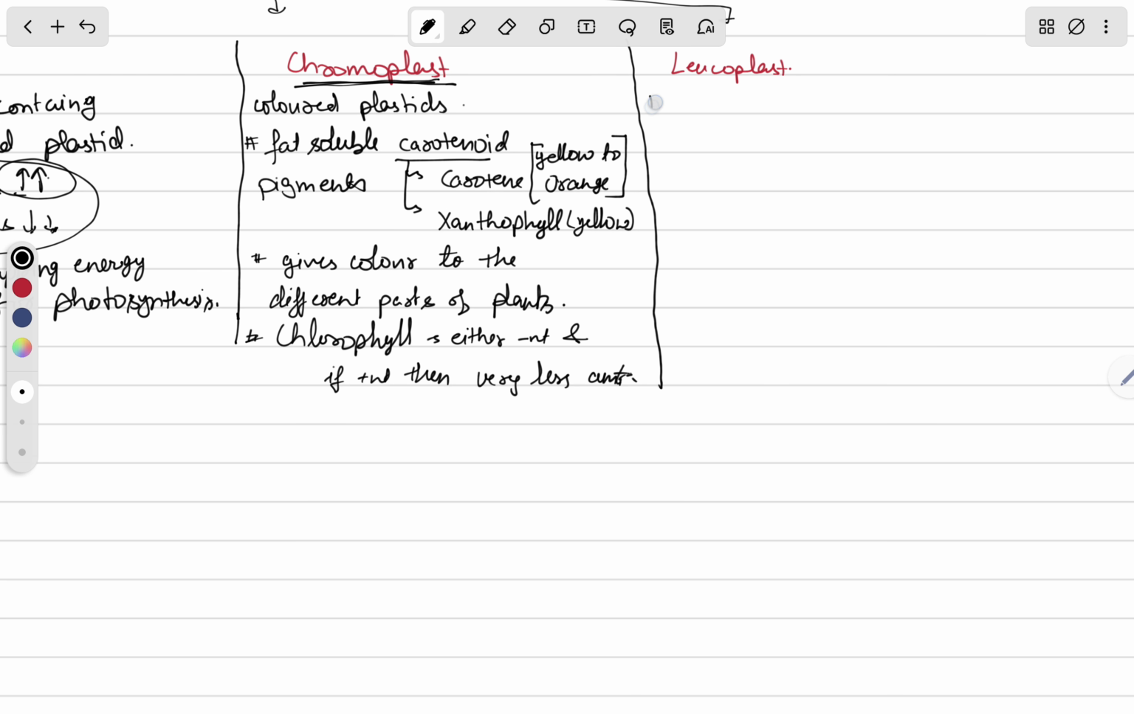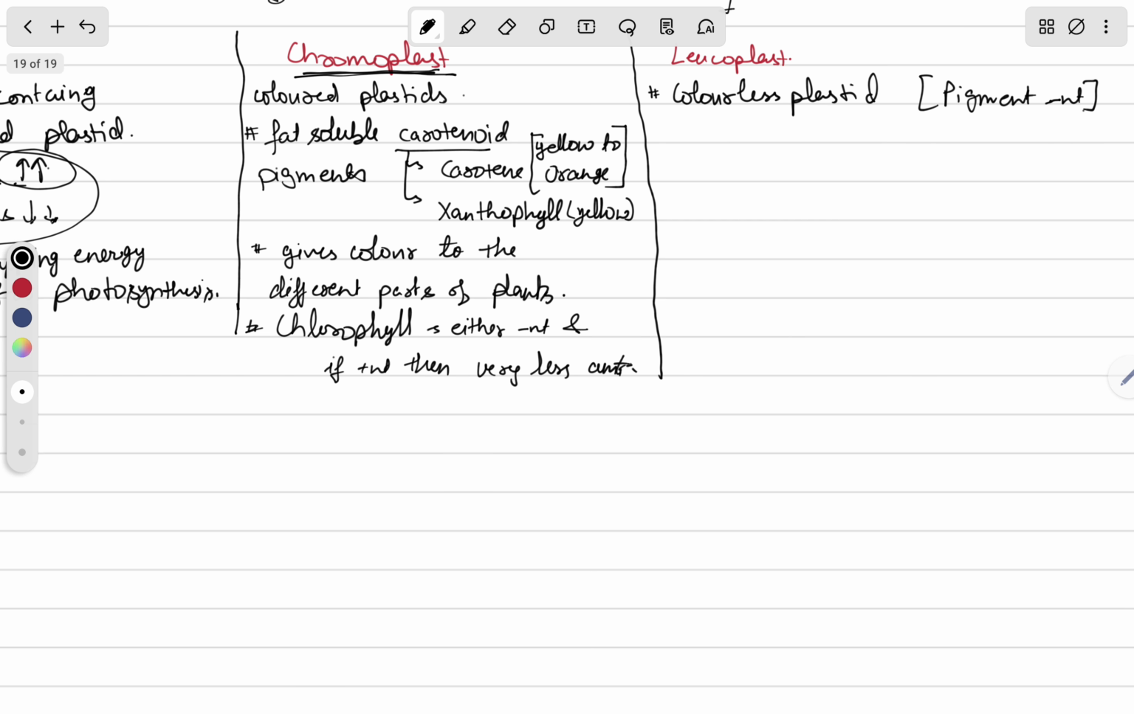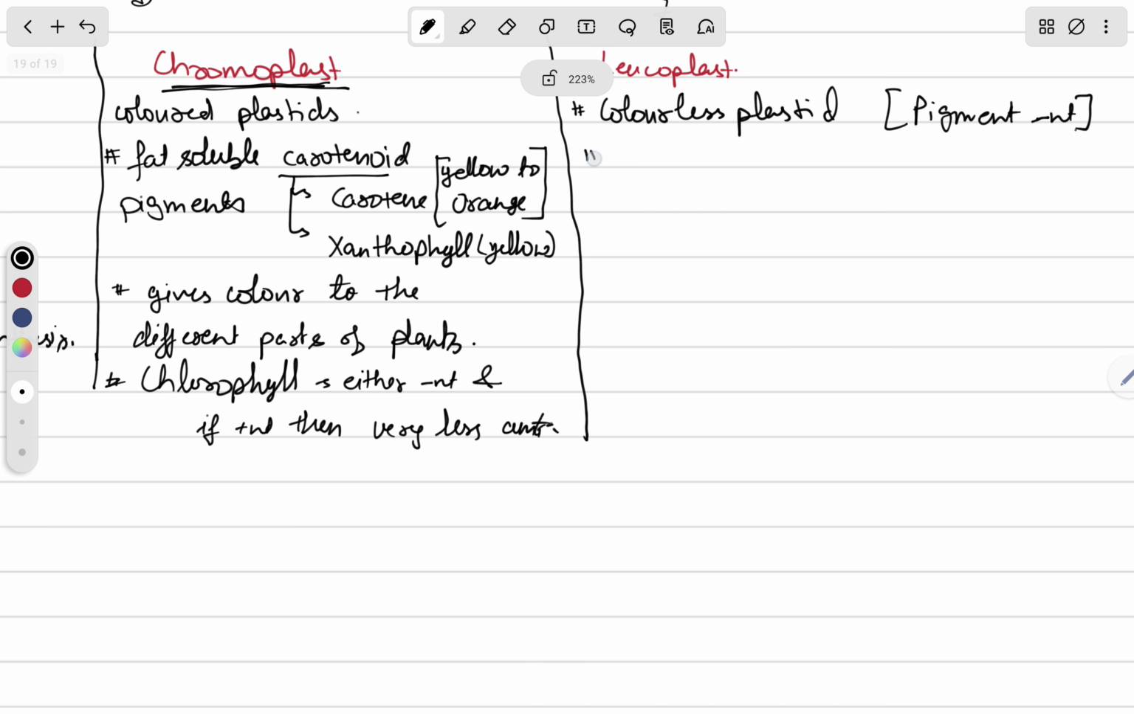Next is leucoplast. Leucoplast is a colorless plastid. Why is it colorless? Because pigment is absent, right? So now the function of leucoplast. The function of leucoplast is storage of nutrients. Now what type of nutrient is stored in leucoplast, and which three types of leucoplast are there on the basis of the type of nutrient stored?